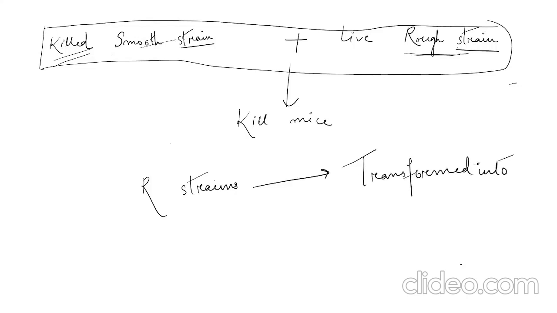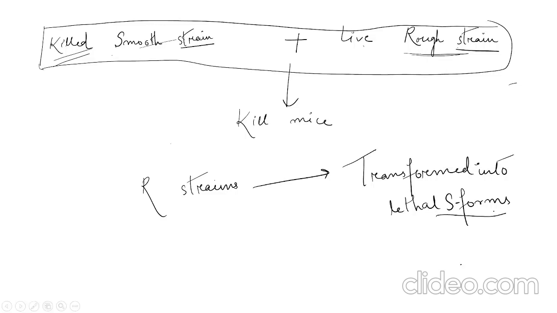into lethal S forms. The mixture actually contained killed smooth forms, but now he inferred that maybe some exchange was occurring between these two strains, from the killed S strain to the live R strains, and that's why these R strains were getting transformed into lethal S forms.